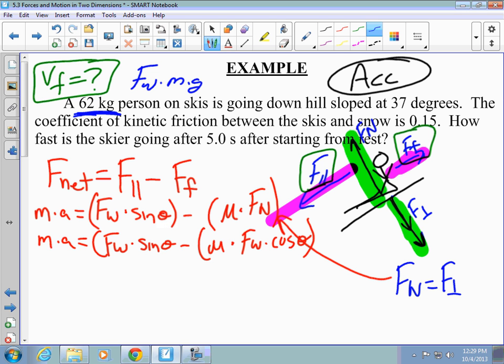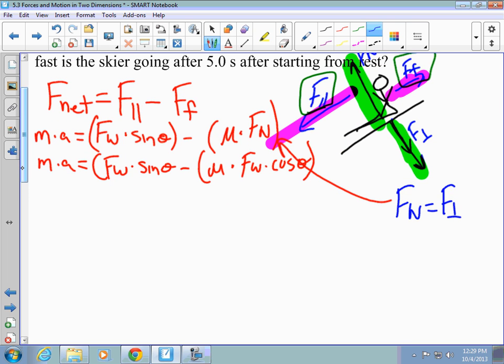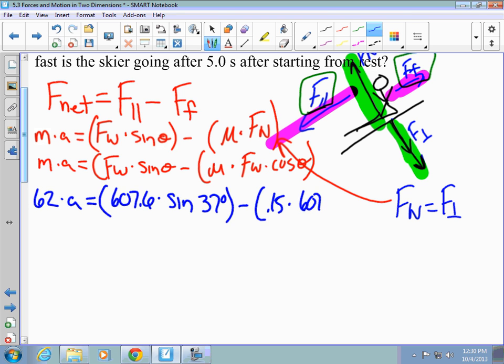Well, 62 times 9.8 is 607.6. So let's put in the numbers that we know. Our mass is 62 times our acceleration is equal to our force of weight, 607.6, times the sine of theta, 37 degrees, minus the coefficient of friction, which is 0.15, times the force of weight, 607.6, times the cosine of 37 degrees.